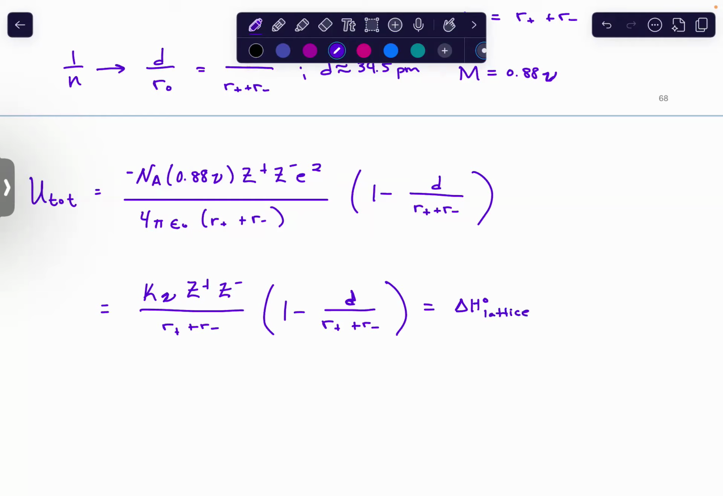So that K is your Kapustinskii constant. Eventually I'll get that name right. All of the things that you don't see in there are now wrapped up into that constant: your 0.88, your Avogadro's number, your e squared, which is your base charge, your 1 over 4 pi epsilon naught. Those are all wrapped up in the Kapustinskii constant. So this is how we end up at a relationship for the internal energy of a crystal system, in particular the enthalpy of the lattice structure.